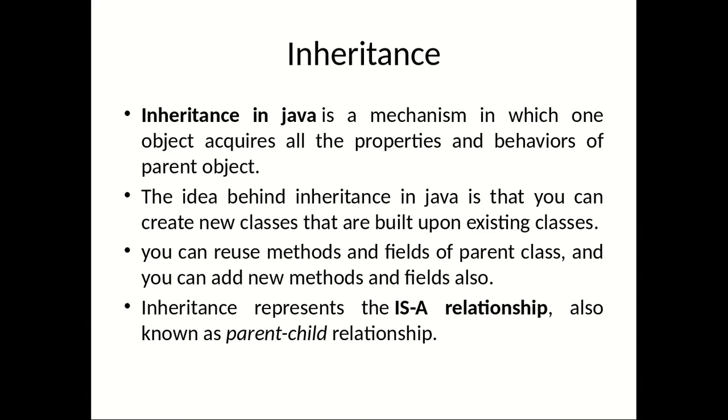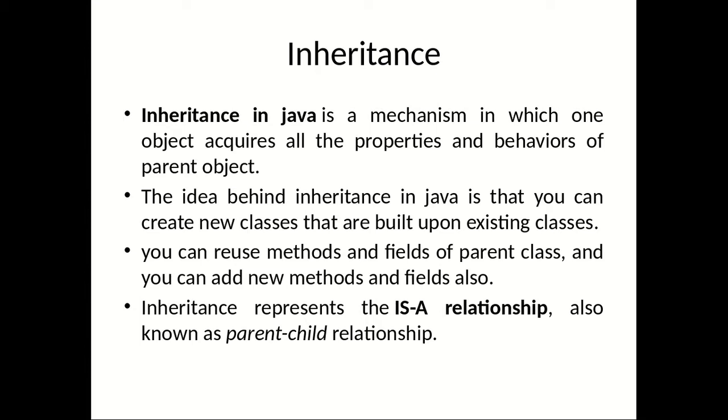So what is an inheritance? Acquiring a property of one class to another class. That is simply inheritance. Inheritance in Java is a mechanism in which one object acquires all properties and behaviors of a parent object. So we have two classes. One class is known as the parent class, and the second class is known as the child class. We can acquire properties from the parent class to the child class.